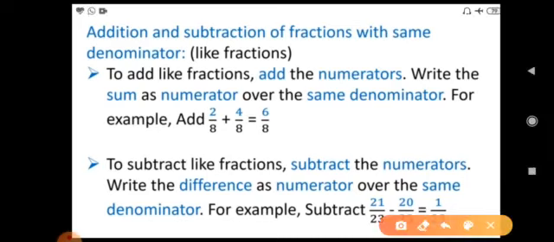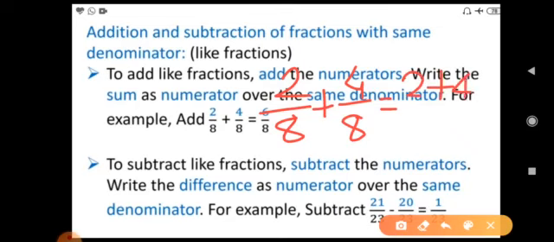Suppose these two numbers are given: 2 upon 8 plus 4 upon 8. Now we want to add these two fractions. We will add only the numerators, that is 2 plus 4, divided by, we will write the denominator as it is, 8. So 4 plus 2 is 6 and in the denominator 8. So our answer is 6 upon 8, right?